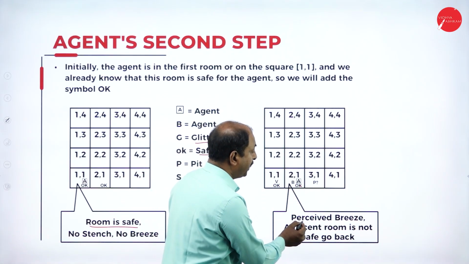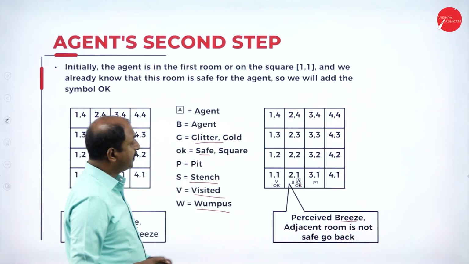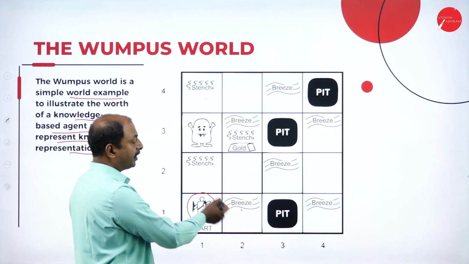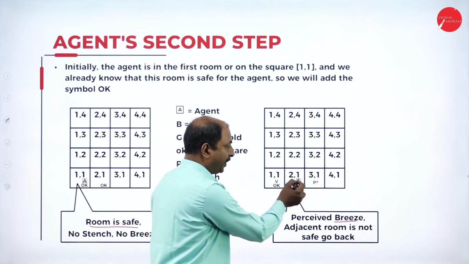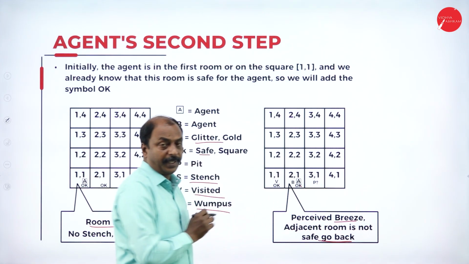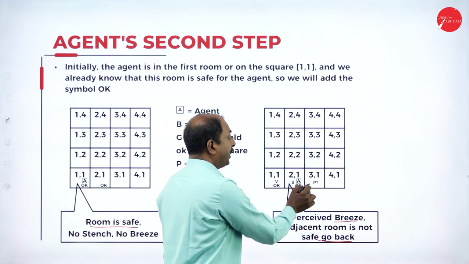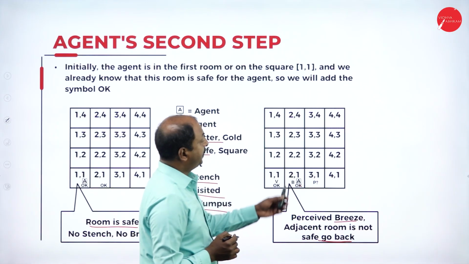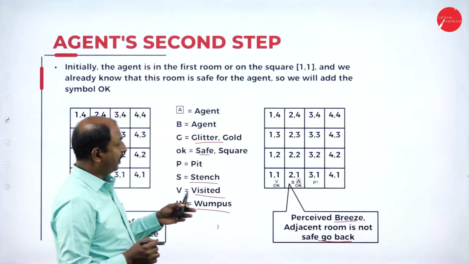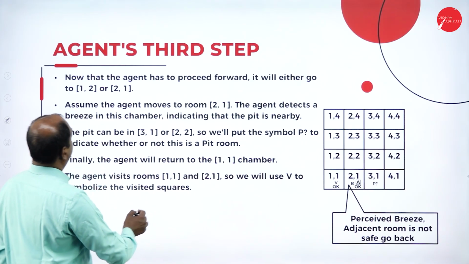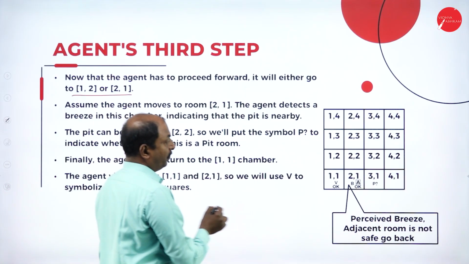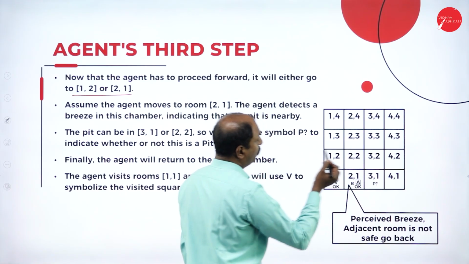At 2,1, he perceives the breeze as per the diagram. If you look at the diagram here, there is a breeze at this place. So at 2,1 there is a breeze, so the adjacent rooms are not safe because there could be a pit, as per the condition. Adjacent to it, either here or here, there may be a pit, so he cannot move forward. That is one condition for him. So based on that, the agent has to proceed forward. From here, he can go to either 1,2 or 2,1.